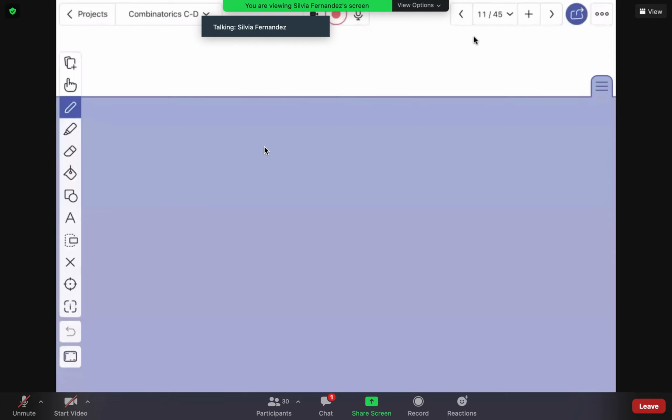So let me say: number of partitions of a 10 element set of type 1 1 1 2 2 3.